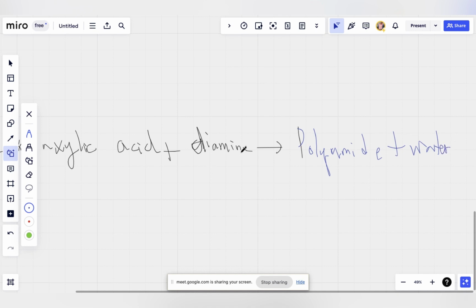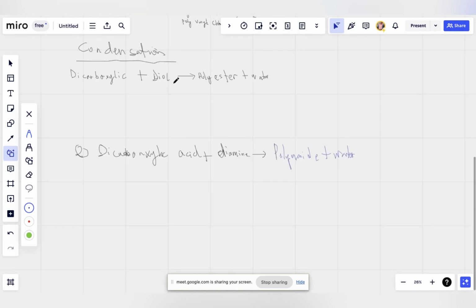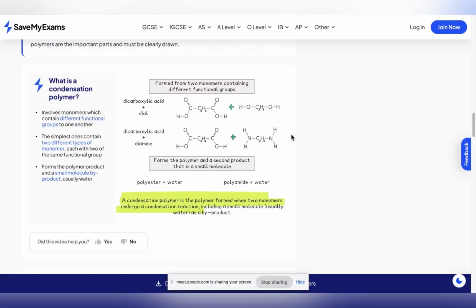Okay, so for condensation polymerization, these are first two examples. Number one is dicarboxylic acid react with dione to form polyester and water. The second one is dicarboxylic acid react with diamine to form polyamide and water. Okay, more extensively, we're going to look at the chemistry of this.